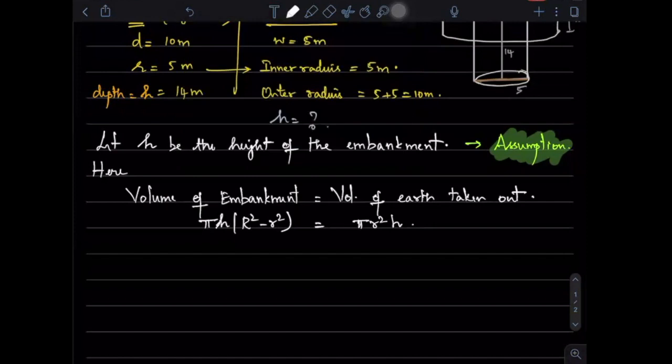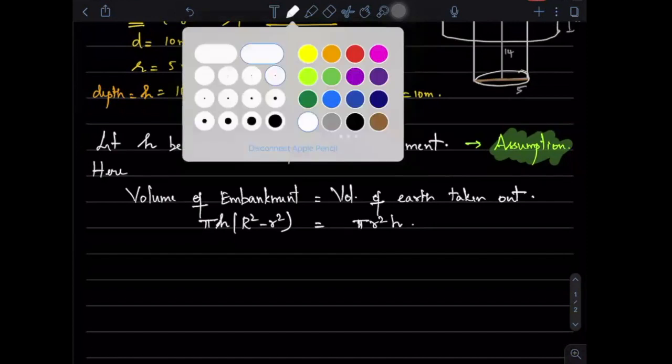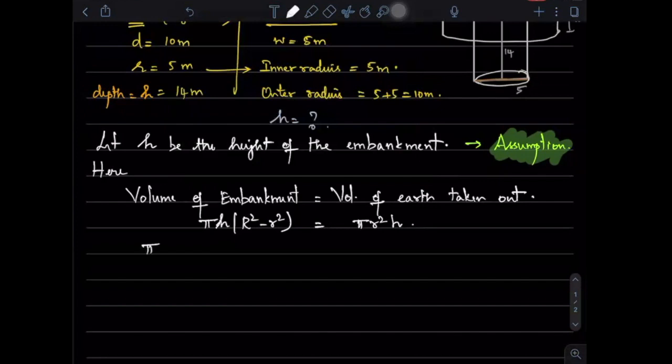Now I first have to substitute the values. Tell me what comes on substituting, quickly put it. Don't multiply, do not multiply. That is another tip I'm going to give you. The height of the embankment is unknown, that's an unknown value. Capital R is how much? 10 square minus 5 square, which is equal to, am I right? Yes sir.